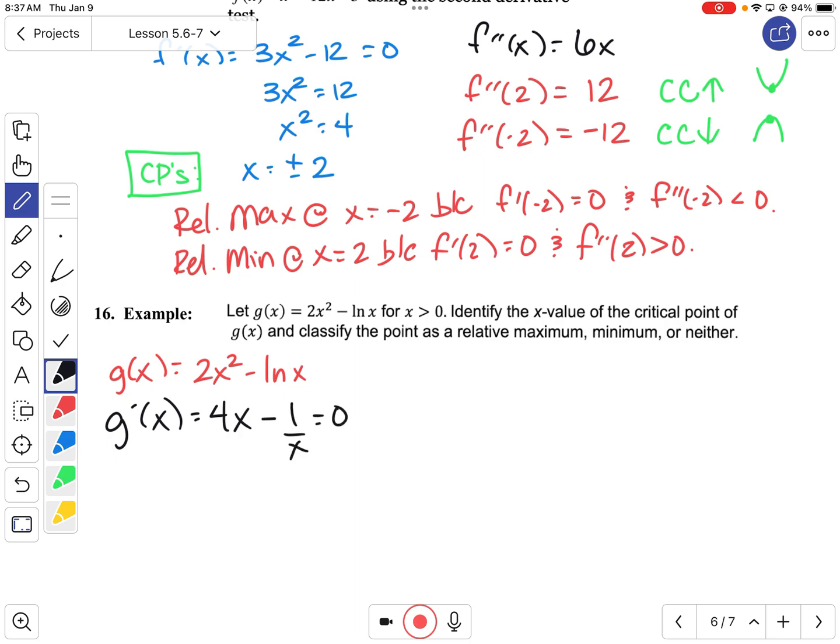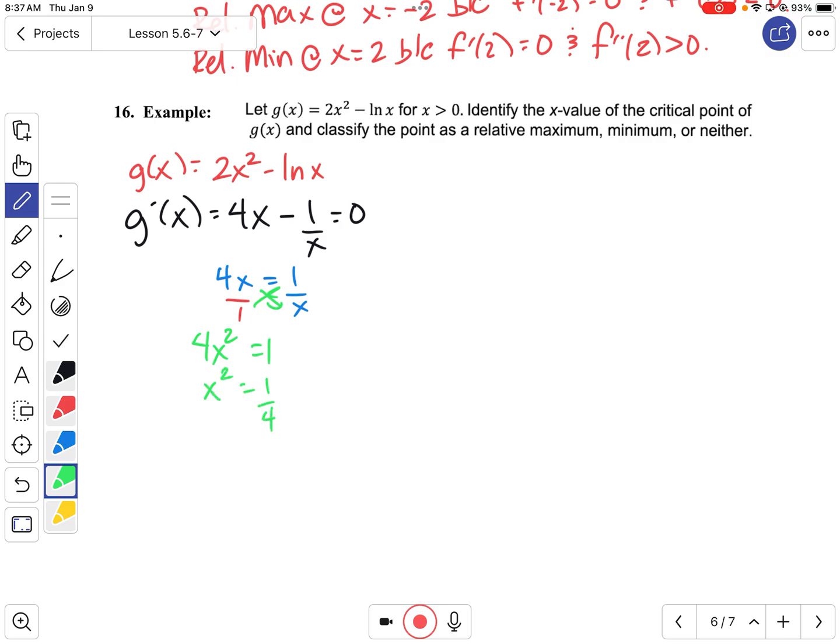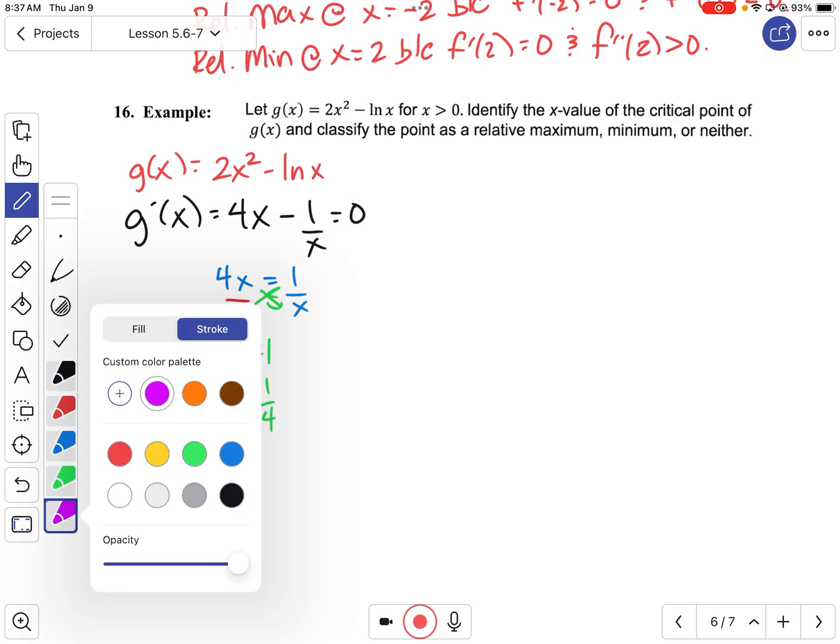Now, that's a little bit more difficult to solve. Would we agree? Okay, so here's what I'm going to do. This is going to seem weird, but I'm going to actually move that 1 over x over so that I can solve a proportion. Okay, and remember, a proportion just says that cross products are equal. And so if I do that, I have 4x squared is equal to 1, or x squared equals 1/4. So then what would x equal?